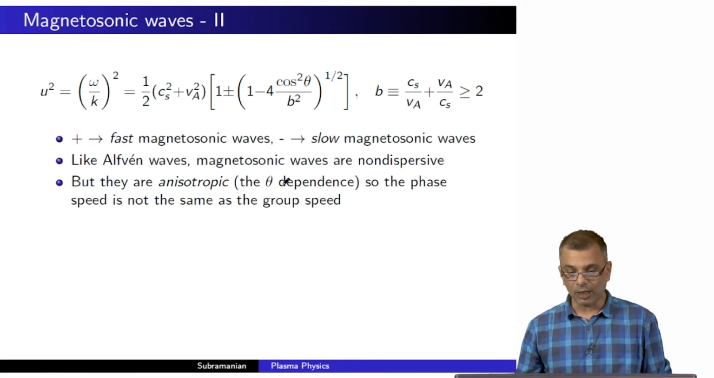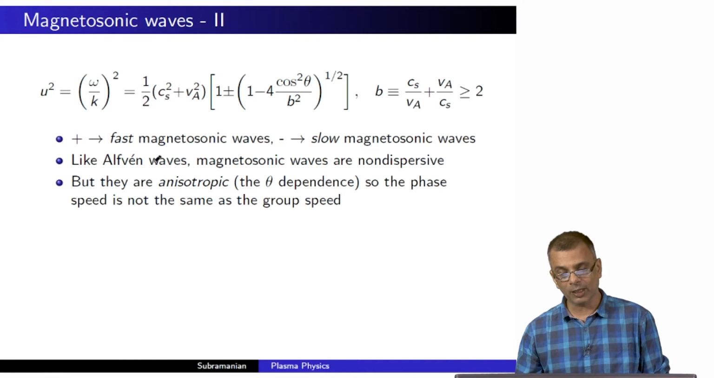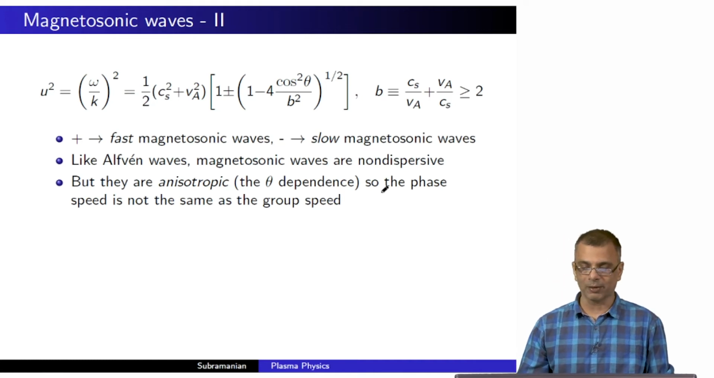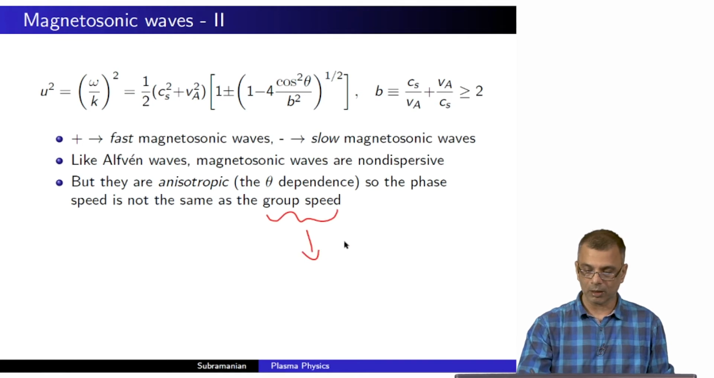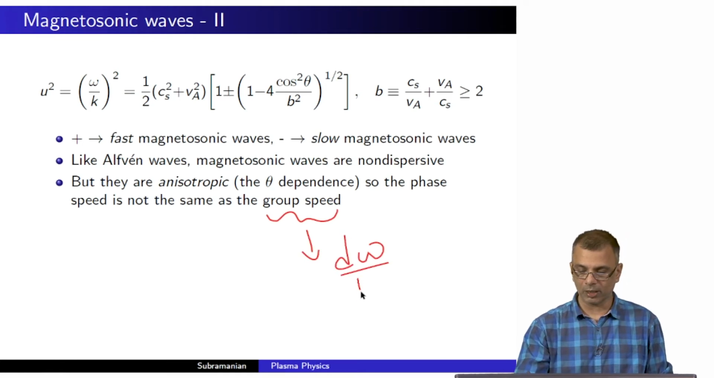Right. So the other thing is the phase speed omega over k is not the same as the group speed, which would be d omega dk.